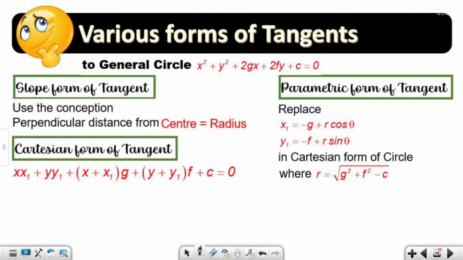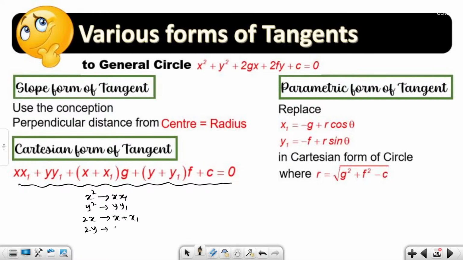Again, what is the Cartesian form of the tangent? The Cartesian form will be this. Again, you don't have to remember this. The best way to remember is you replace x square by xx1, y square by yy1, 2x you will replace by x plus x1, 2y will be replaced by y plus y1. And you will get the equation of the tangent to the general circle.